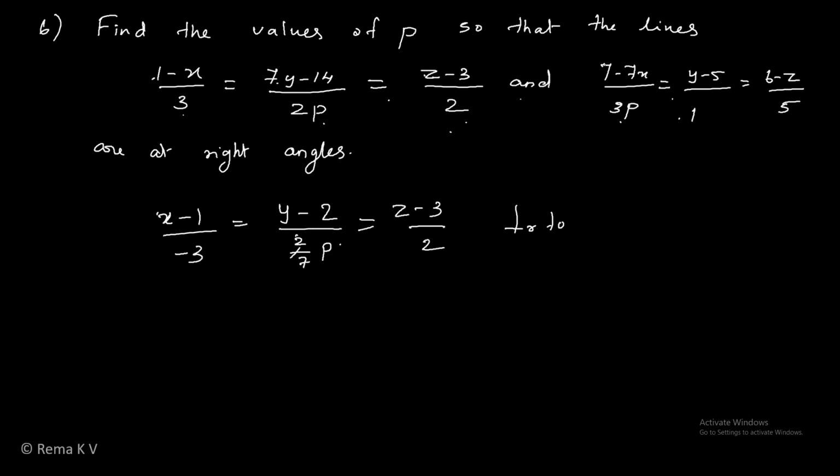Here also you have to change this. 7 is a common factor and this is negative, so you have to take minus 7. Then it becomes (x minus 1) divided by (minus 3 by 7p). Taking minus 7 as the common factor, this becomes plus x and this becomes minus 1, and the denominator becomes minus 3 by 7p. This is equal to (y minus 5)/1, which equals (z minus 6)/(minus 5).